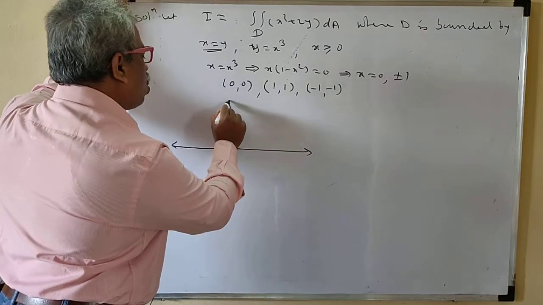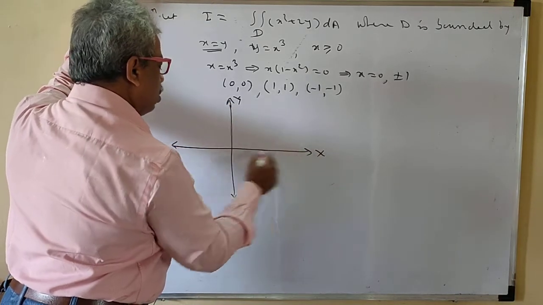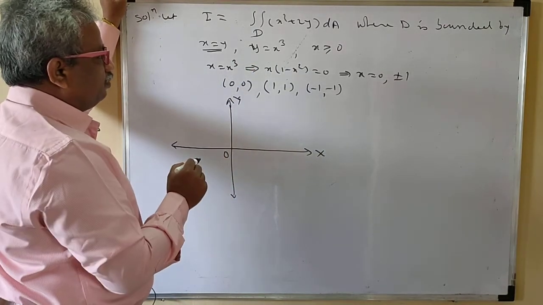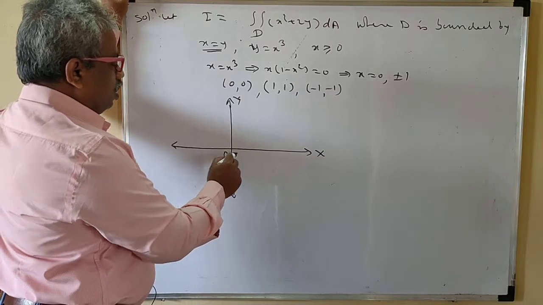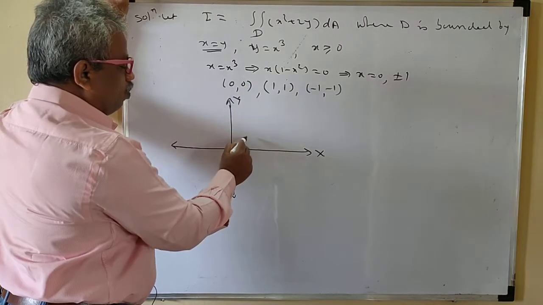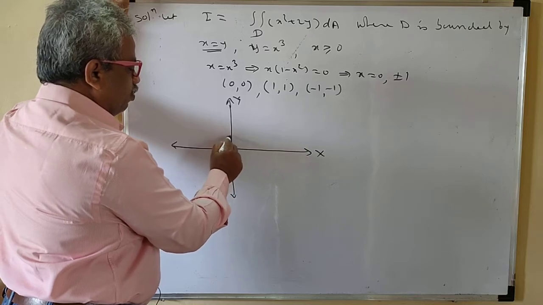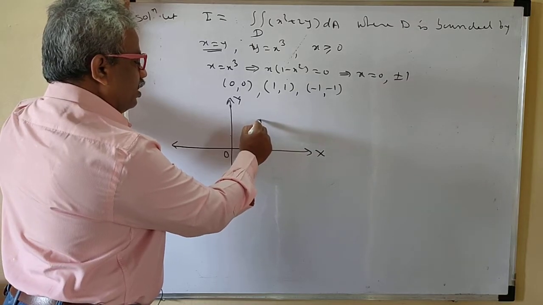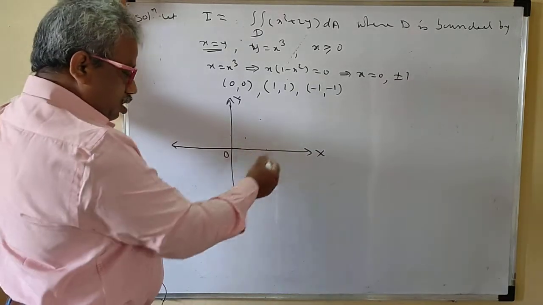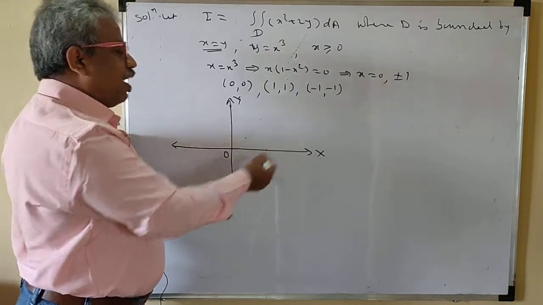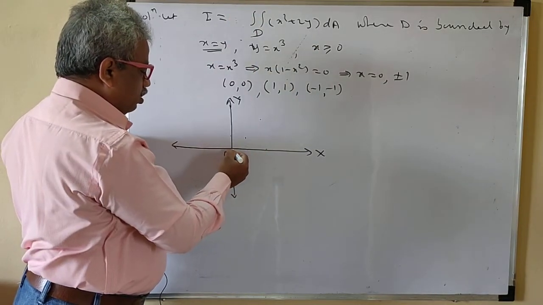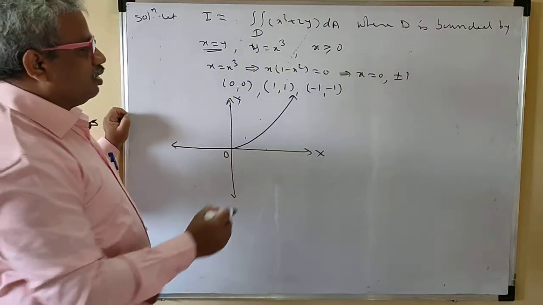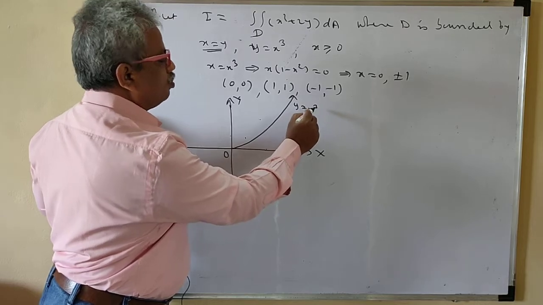Now see how to draw this. Suppose this is 0. How to draw y is equal to x cube? We'll take some values. If x is 1, then y is also 1, so the point 1 is somewhere here. If x is 2, then y is 8, that is 2 cube. So as your x increases, your y also increases. We'll draw only this, because we are on the right side of the y-axis.